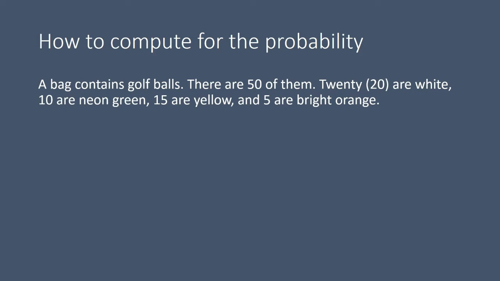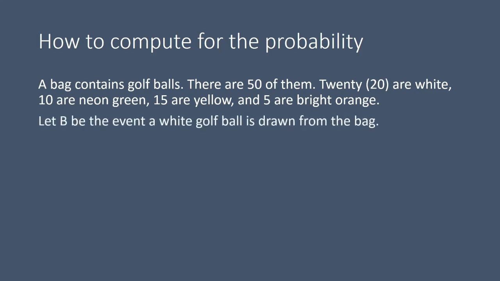A bag contains golf balls. There are 50 of them. 20 are white, 10 are neon green, 15 are yellow, and 5 are bright orange. Let B be the event a white golf ball is drawn from the bag. Find P of B. What is P of B? P of B is equal to how often B occurs in the sample space divided by the size of the sample space.